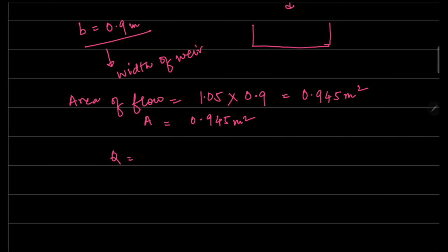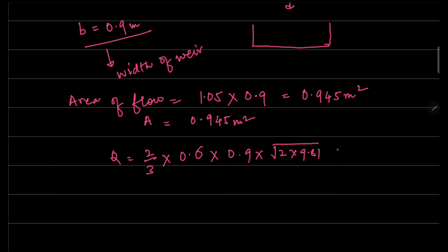Once we have this value, we should first of all figure out the Q value from the rectangular weir formula, without considering the velocity of approach at the very first time. So Q will be 2 by 3 multiplied by CD, that is 0.6, multiplied by B, the width of the weir, which is also the L, the width or length given to us as 0.9, multiplied by under root 2g, that is 2 times 9.81, and multiplied by h raised to the power 3 by 2.